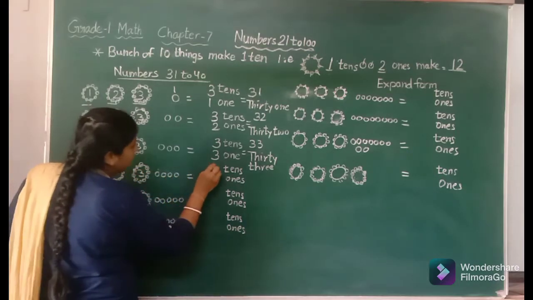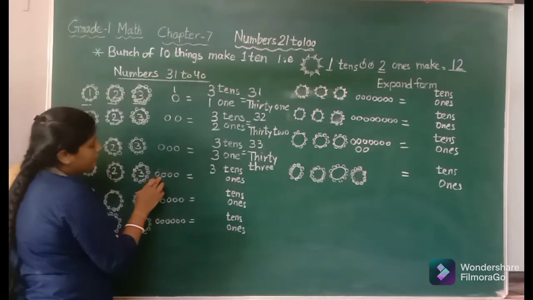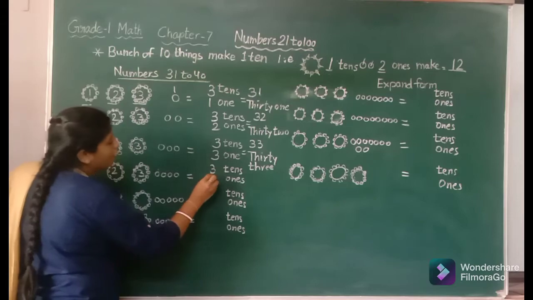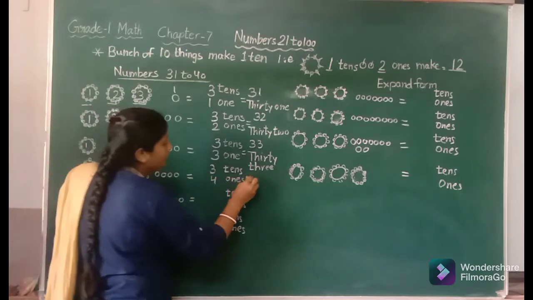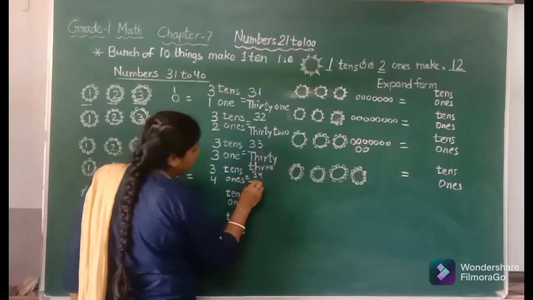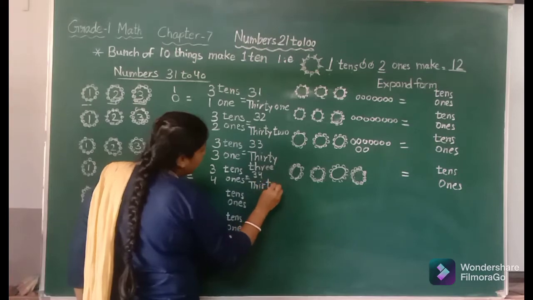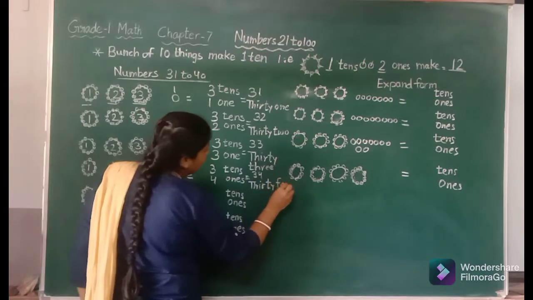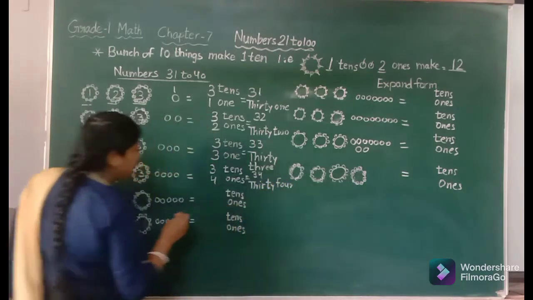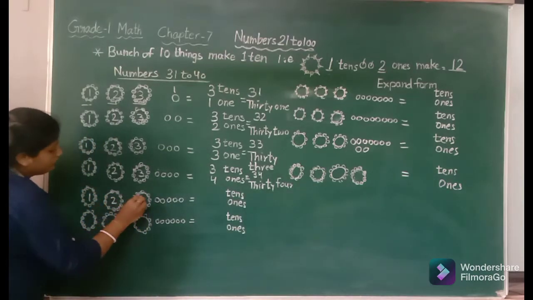Same, we have to count here 1 ten, 2 tens or 3 tens. So write here 3 tens. And how many beads are here? Single 1, 2, 3, 4. 4 ones. Make a 34. What is the spelling of 34? THIRTY-FOUR. 34.